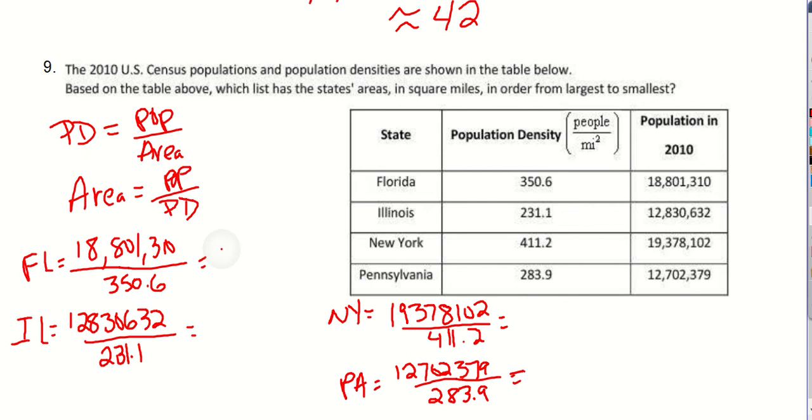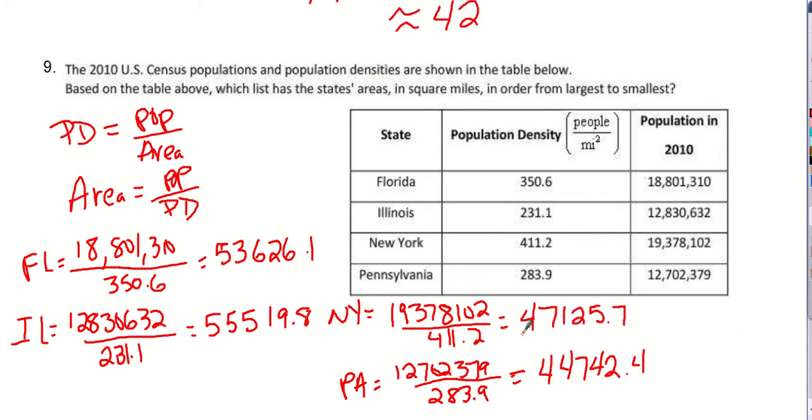And we end up with, for the first one, 53,600 and, well, it doesn't say what to round to, so we'll do 626.1. For Illinois, we're at 55,519.8. For New York, and you guys get the idea here, we finished off with New York at 47,125.7 square miles, and Pennsylvania is 44,742. So the order from largest to smallest is going to be Illinois, followed by Florida, New York, and then Pennsylvania. And that's our 1, 2, 3, and 4.